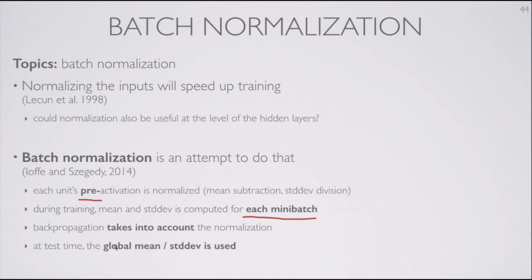And then when I do backprop, I'm going to take into account the normalization. So now there's going to be a gradient going through the computation of the mean and the standard deviation because they depend on the parameters of the neural network. And then at test time, we'll just use the global mean and global standard deviation. Once I finish training, I can do a full pass over the whole training set and get all of my means and standard deviations.